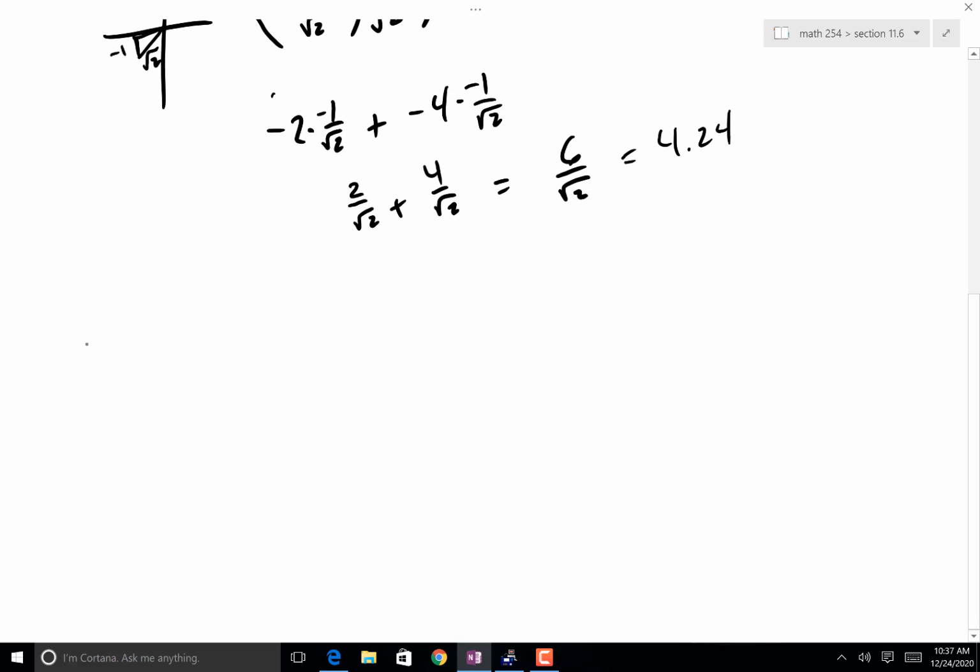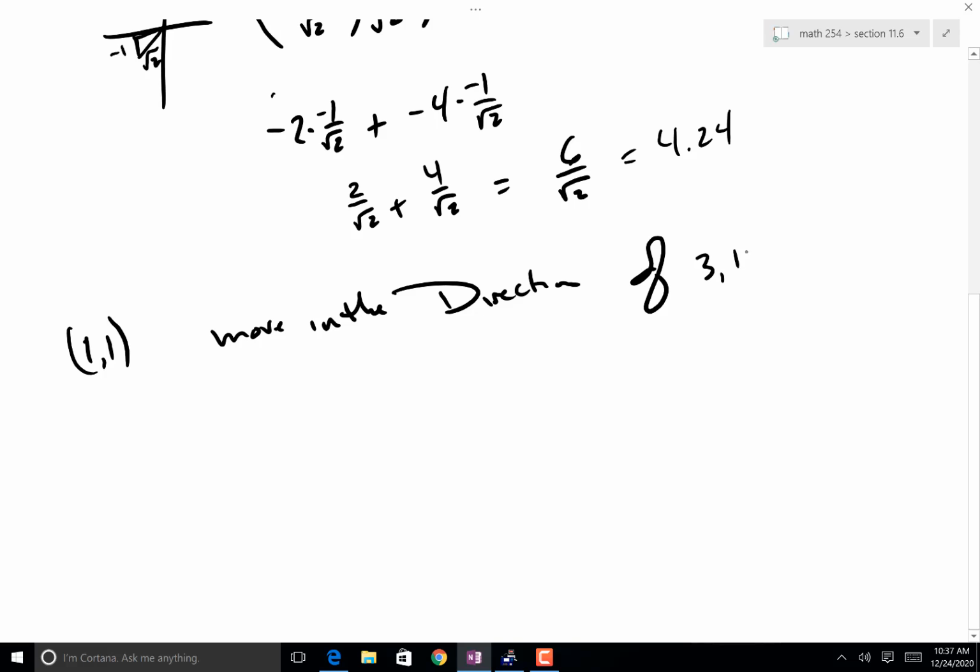So what if I'm starting at (1, 1) and I move in the direction of (3, 1)? Okay, what will the rate of change be? That's a great question. Let's do that, shall we? So (3, 1) is not a unit vector. It's a vector, but it's not a unit vector.